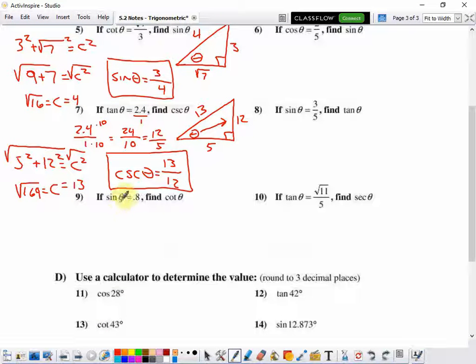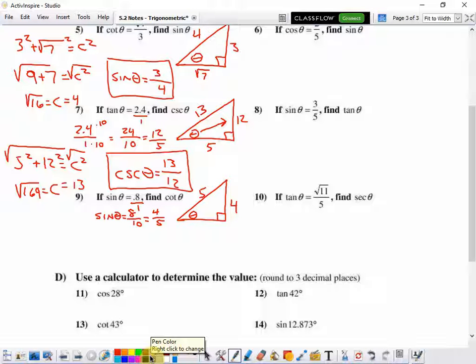In number 9, I've got sine theta equals 0.8. We'll put that over 1 and simplify that ratio by multiplying top and bottom by 10. So sine theta is also equal to 8/10, which can be simplified by dividing numerator and denominator by 2. I get 4/5. So the simplified ratio of opposite to hypotenuse is 4/5. So opposite 4, hypotenuse 5.